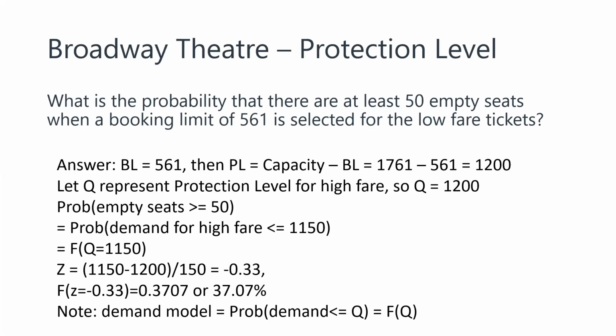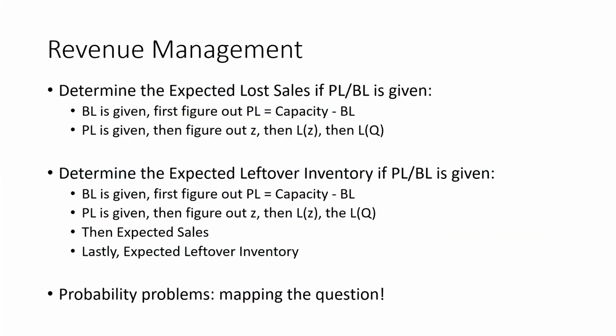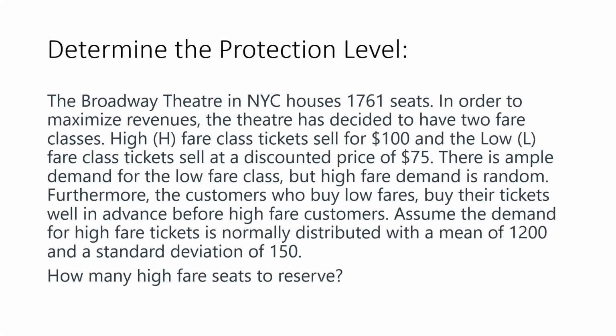Was the capacity in the problem? Yes, it's in the previous one. The Broadway Theater in New York City houses 1761 seats. So 1761 is your capacity. Your capacity is limited.